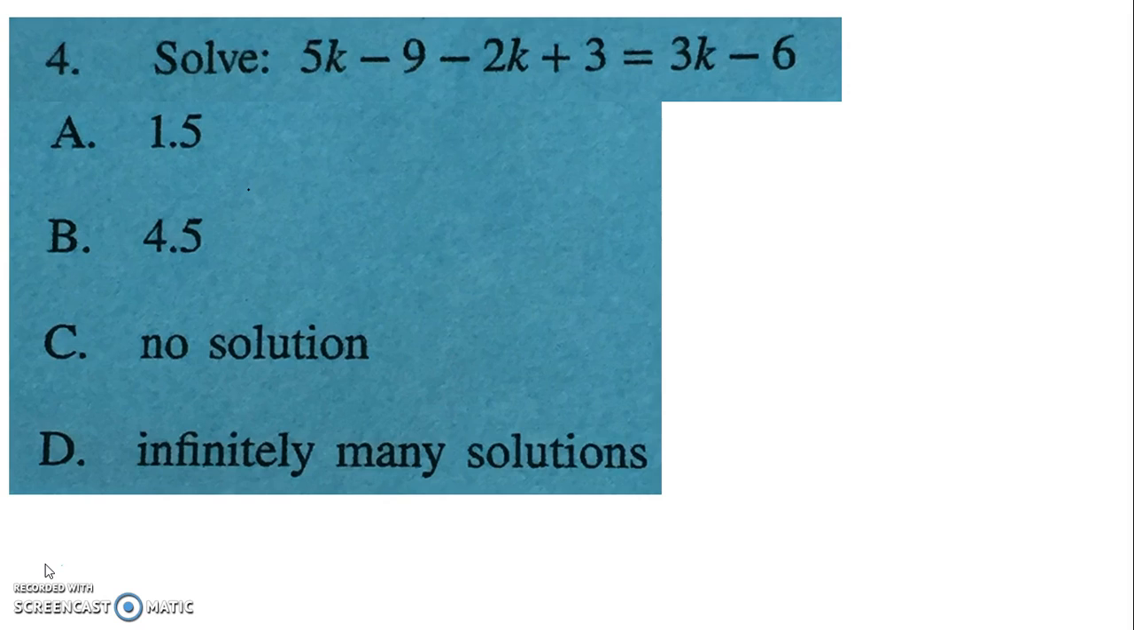And then they want to see, is there one solution? If there's one, it's either going to be 1.5 or 4.5. Does it turn out that at the end of the day, the two sides of the equal sign will never match and then it's no solution? Or will the two sides of the equal sign perfectly match and come up with a true statement? And then we have infinitely many solutions. So let's just give a check.